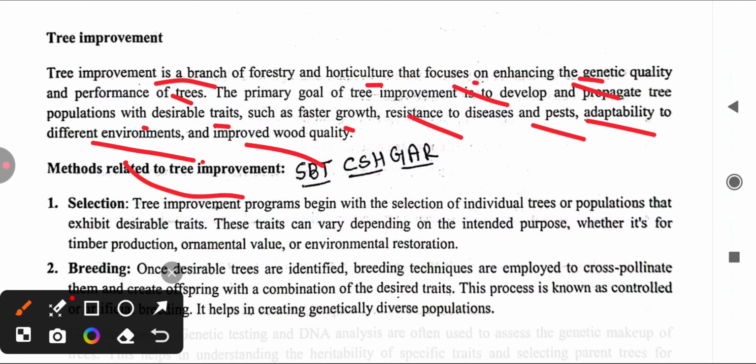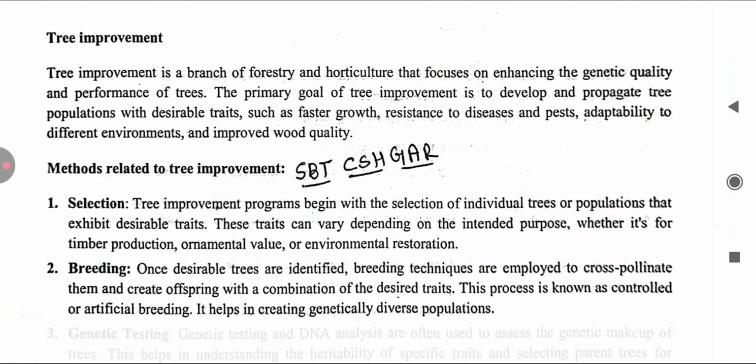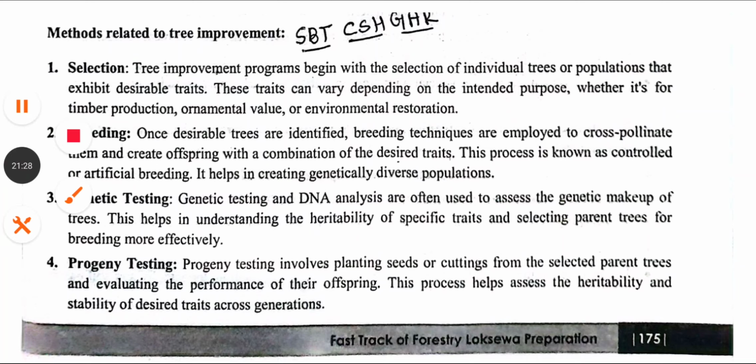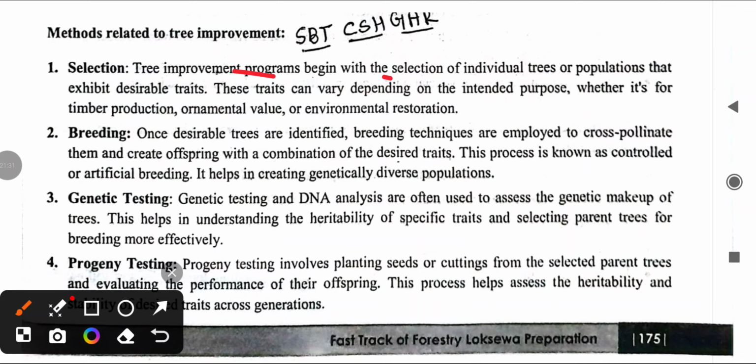Methods related to tree improvement: selection, breeding, and so on. Selection: tree improvement programs begin with the selection of individual trees or populations that exhibit desirable traits. These traits can vary depending on the intended purpose, whether it's for timber production, ornamental value, or environmental restoration.